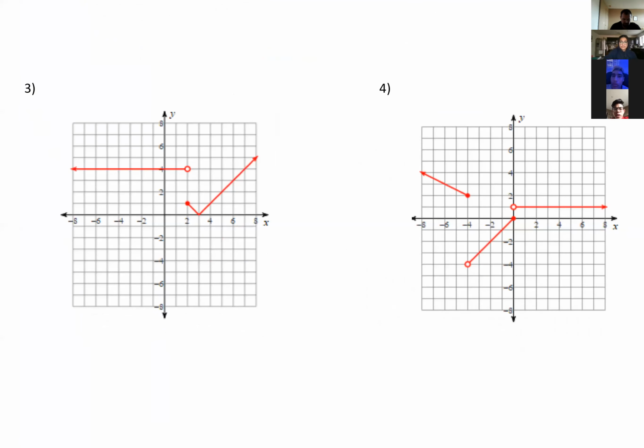Okay, so number 4. I'm gonna call this one g of x just to be different. So g of x equals... Okay, to highlight this first piece, I'm gonna do it in green. What's the equation for this line if it kept going? Negative 1/2 x. Yep.